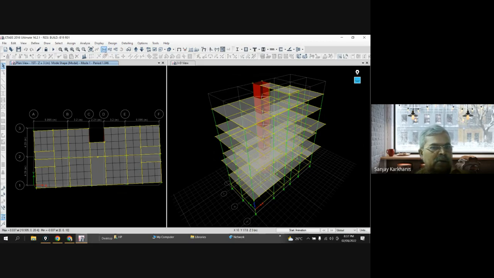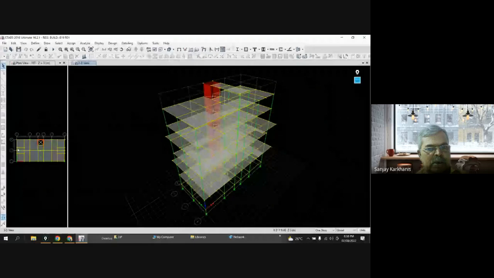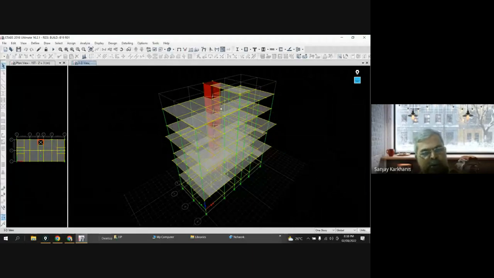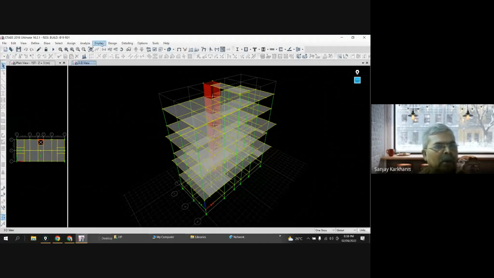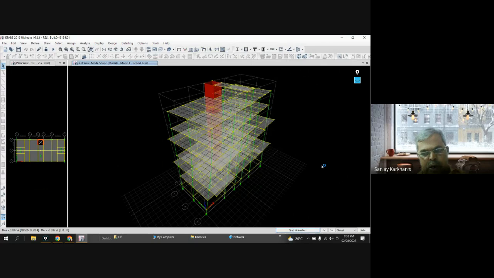actually, okay, so let me go to that. So I will highlight this. See the result in this window. Okay, so I'm making this window small because I don't want to see the mode shape in plan. I can see the mode shape in elevation, vertical elevation only. So you can go to display, deform shape. Click on mode. So mode number 1 and apply, and okay. Start animation.